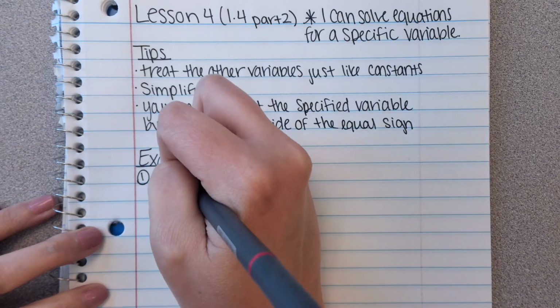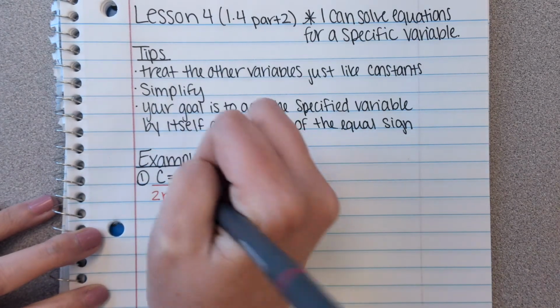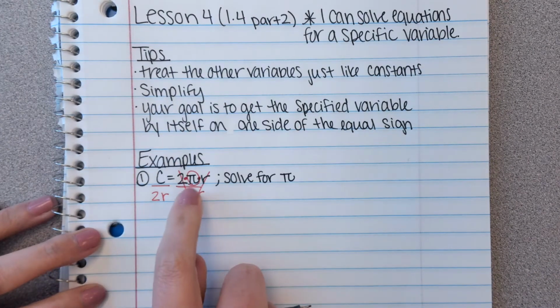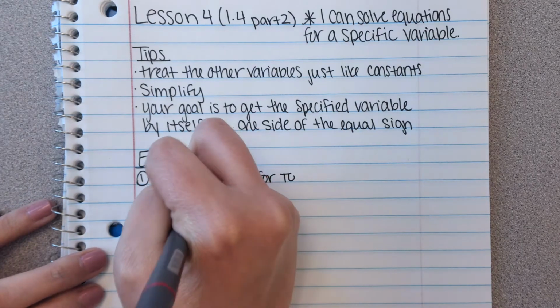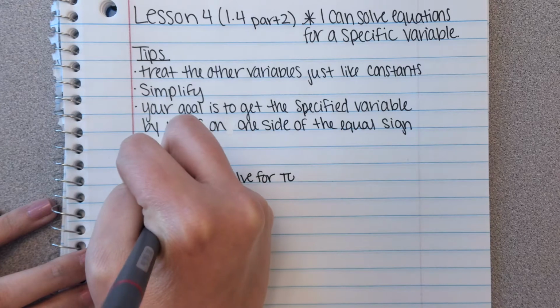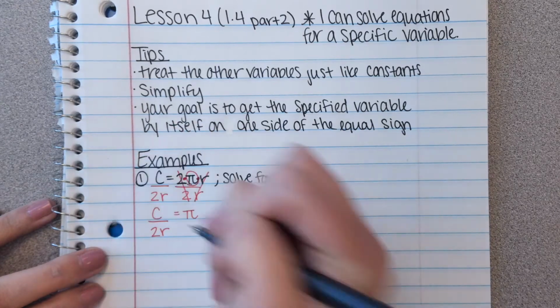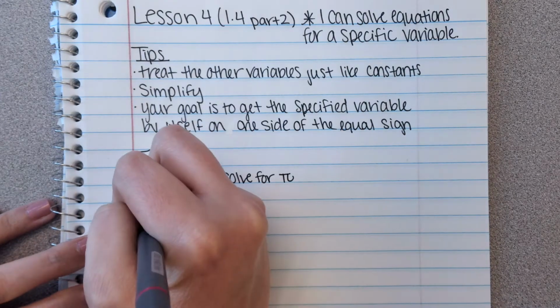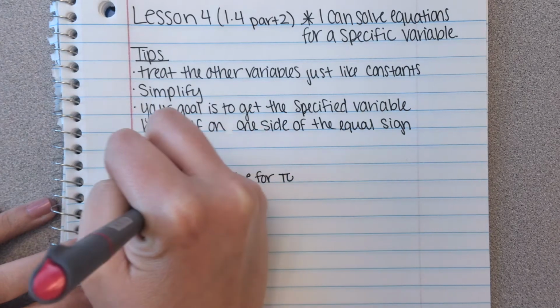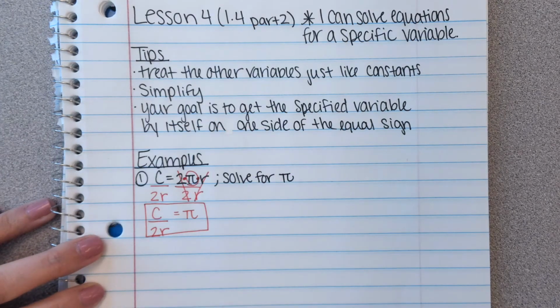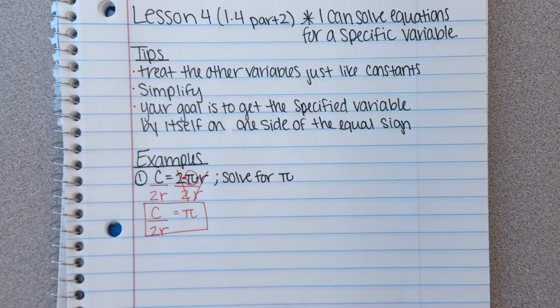We know 2 divided by 2 divides out. R divided by r divides out. So the only thing that should be left on that side is pi. So we have pi on one side and c over 2r on the other. And so that's our final answer. Or you can turn it around if you want. You can say pi equals c divided by 2r. It's really up to you.